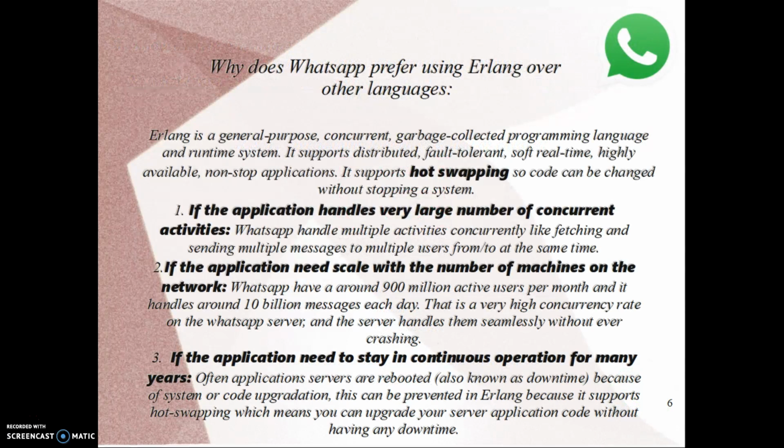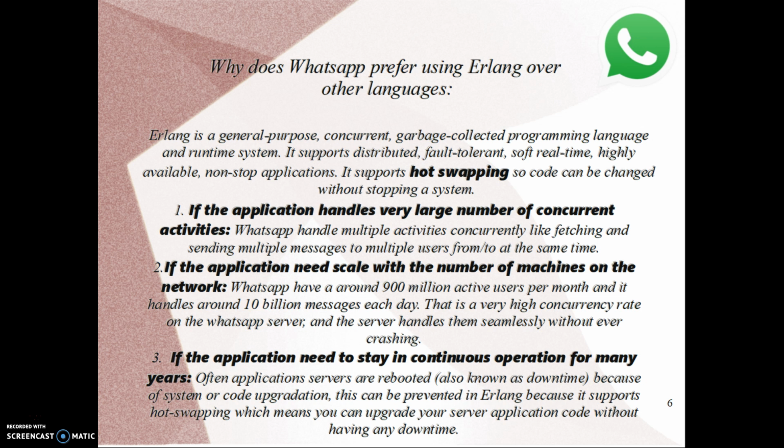Why does WhatsApp prefer using Erlang over other languages? Erlang is a general-purpose, concurrent, garbage-collected programming language and runtime system. It supports distributed, fault-tolerant, soft real-time, highly available, non-stop applications. It supports hot swapping, so code can be changed without stopping the system. The following implementations are helped by the language Erlang.